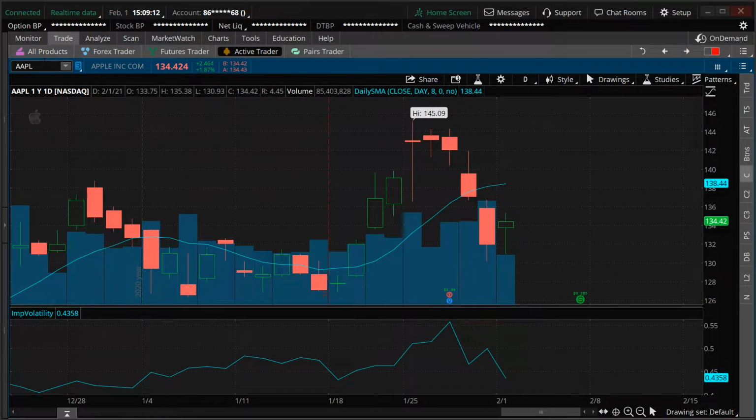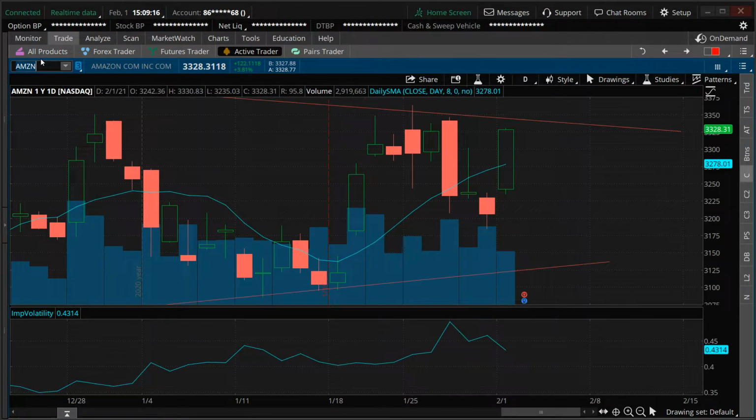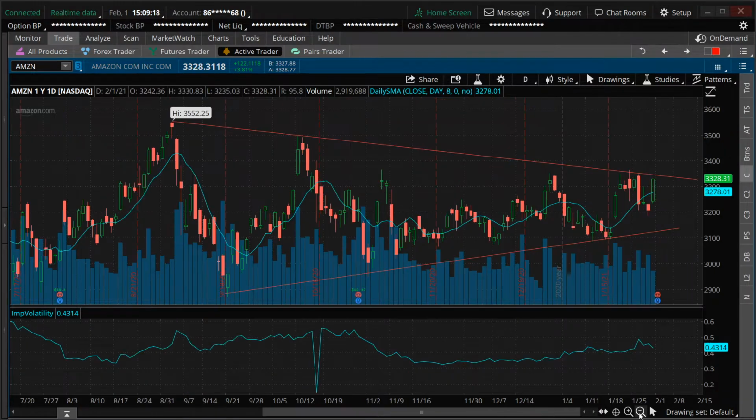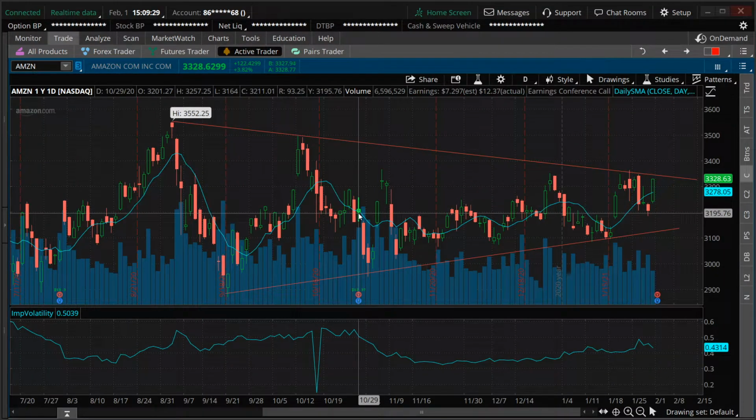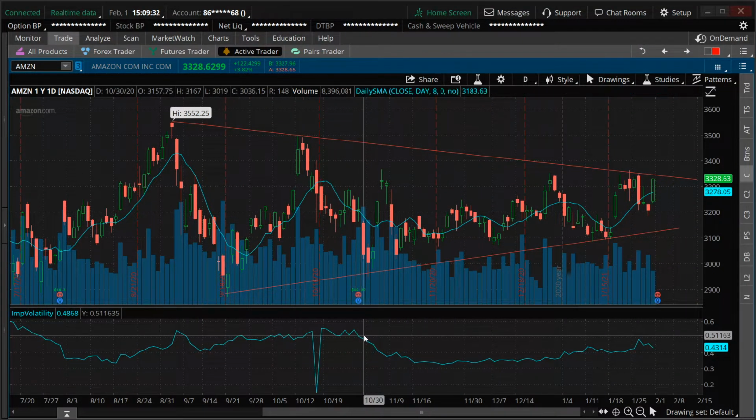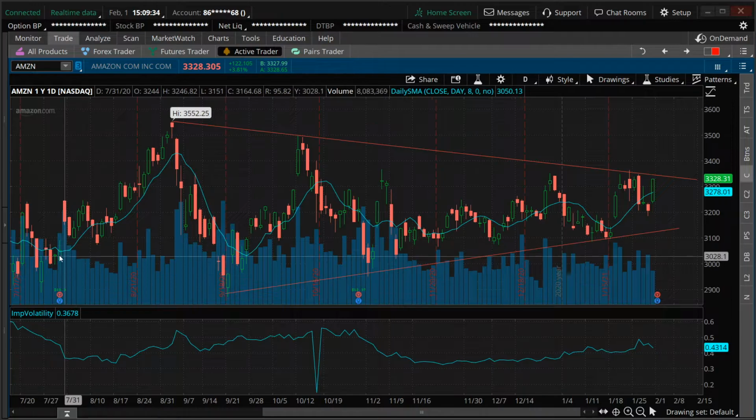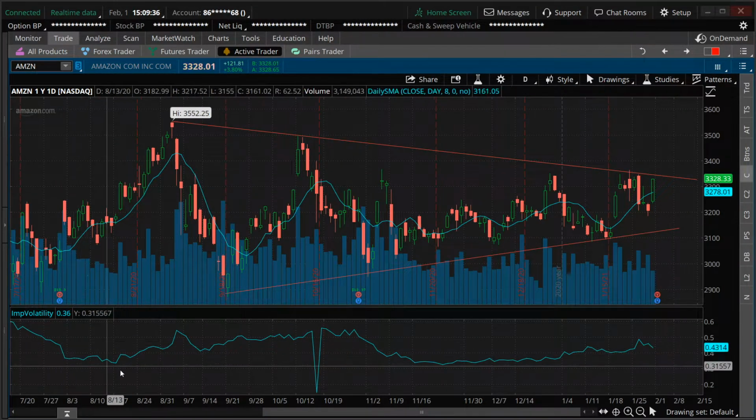So let's look at a stock that has earnings this week, Amazon. Amazon here has high implied volatility ahead of earnings, right? Why is that? Because they have earnings this week. If we look at the previous earnings, the stock didn't do much, slightly lower, but volatility crept lower. This earnings, volatility started to creep lower.